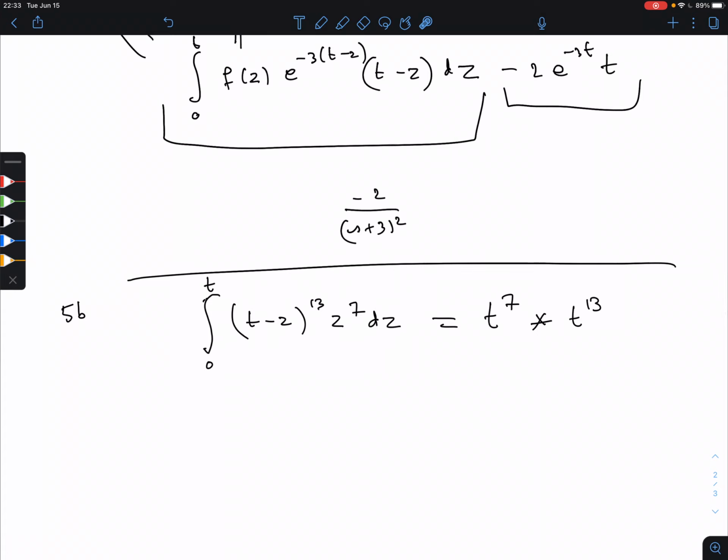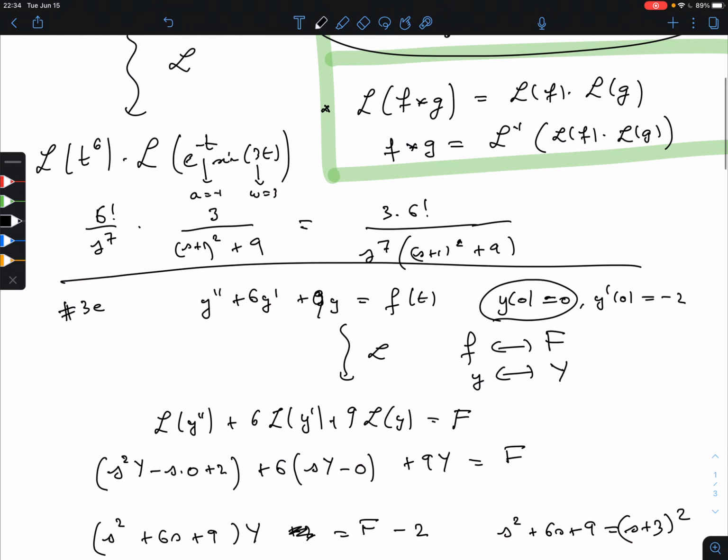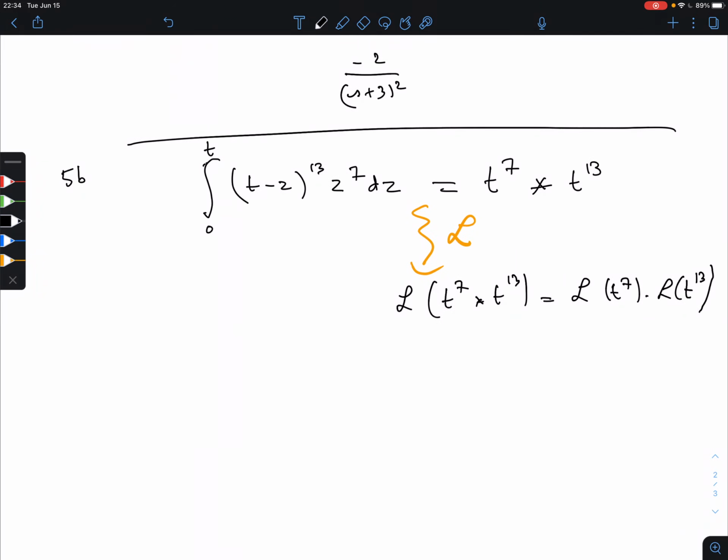Why do we do this? Well, we know that the Laplace of this thing, now we're going to take the Laplace, is the Laplace of t to the 7th star t to the 13th, which is the Laplace of t to the 7th times the Laplace of t to the 13th. That is exactly using my second formula now. But that's not so bad. I don't know why I wrote this all the way in the corner here. That's going to make my life hard.